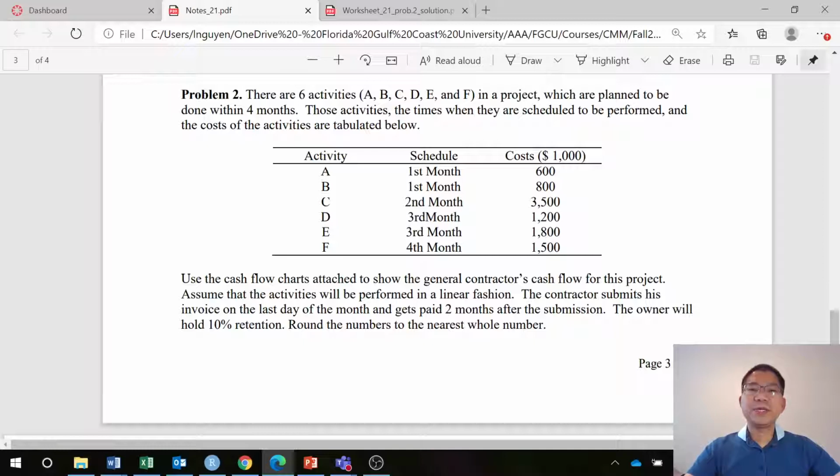There are 6 activities A, B, C, D, E, F as shown here in the project, which are planned to be done within 4 months. See the schedule here: those activities, the times when they are scheduled to be performed, and the costs of the activities are tabulated below. For example, activity A is scheduled for the first month, and the cost is 600,000. Activities D and E overlap in month 3, and the cost for D is 1,200,000, and E 1,800,000, etc.